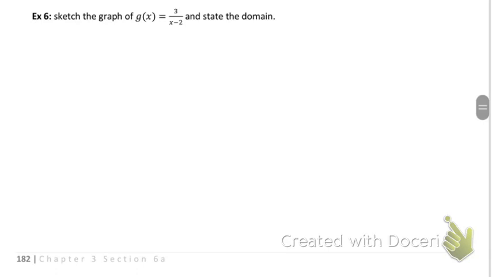All right, sketch the graph of g of x equals 3 over x minus 2. State the domain. What we're going to do to graph rational functions is find our horizontal and vertical asymptotes first. Our vertical asymptote is where our denominator equals 0, so x minus 2 equals 0. In other words, x equals 2. So now we have a vertical line running at x equals 2, and we'll draw that in a second.